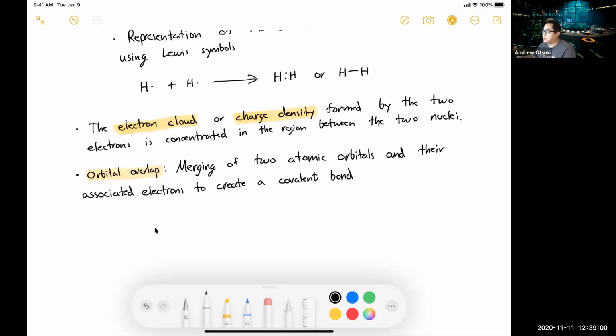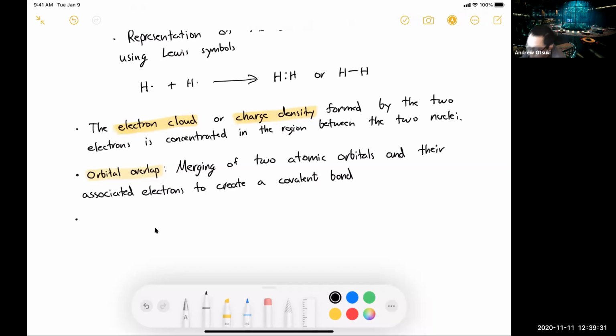So it's where we take two orbitals and we kind of join them together. They overlap. So now the orbitals form something new that represents a chemical bond. Those electrons that are in those orbitals are now paired, and they represent the whole compound. So that's a covalent bond.